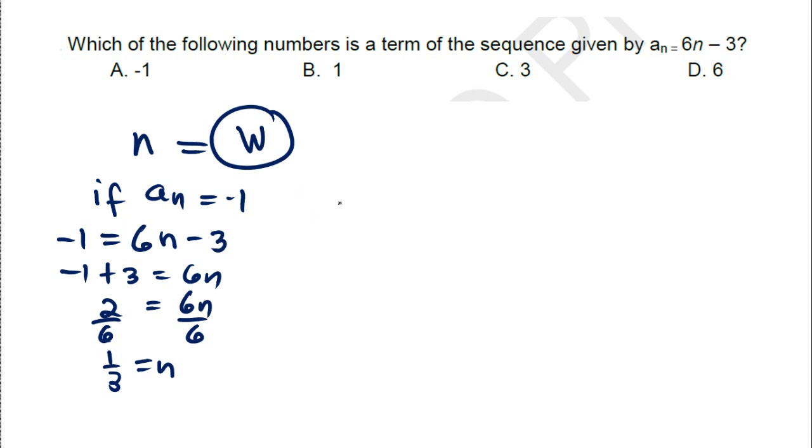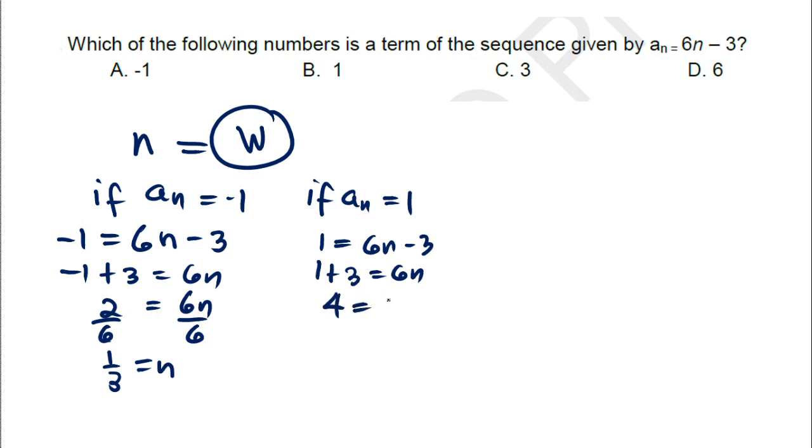Let's try letter B. If a sub n is equal to 1, we get 1 is equal to 6n minus 3. Transpose -3 to the right side. We get 1 plus 3 equals 6n. 4 equals 6n. And divide both sides by 6. So we got n is equal to 2 over 3. Still, 1 is not a term of the sequence.